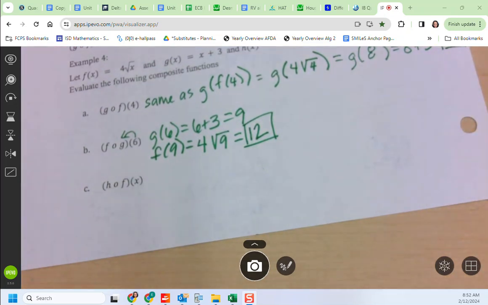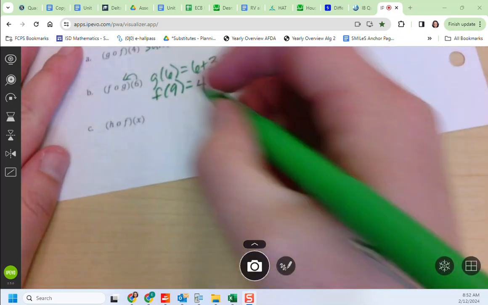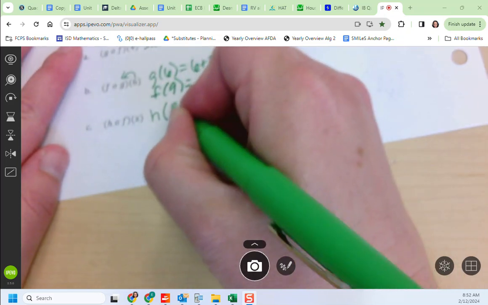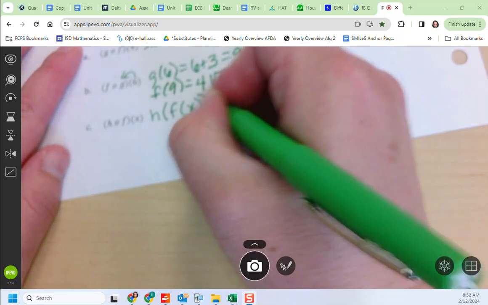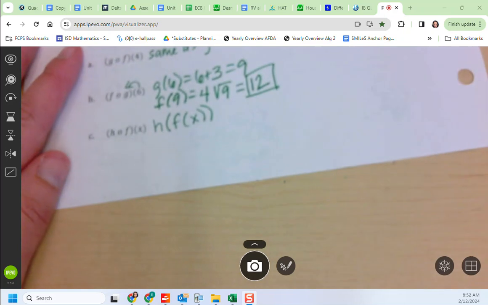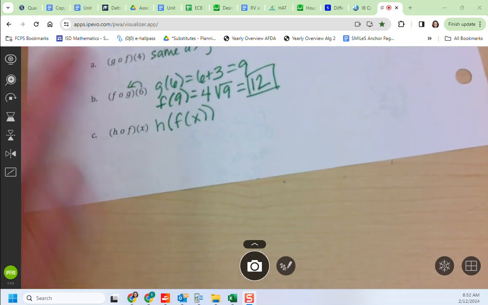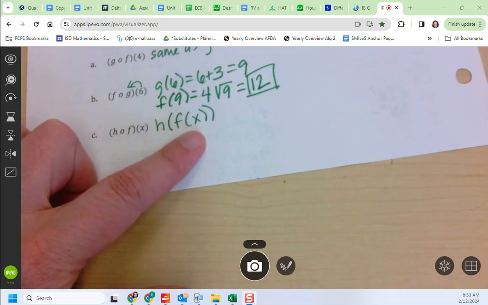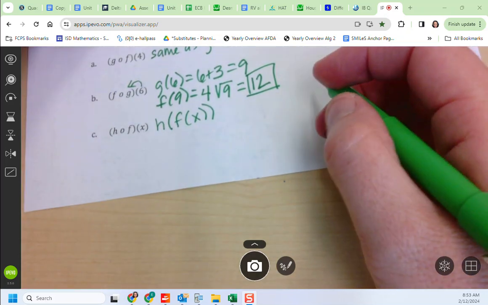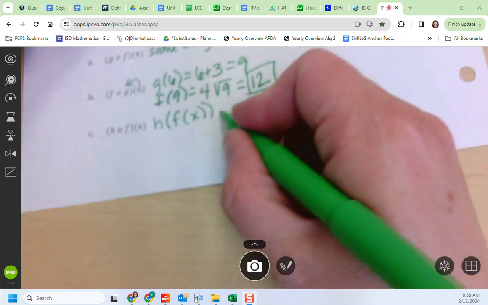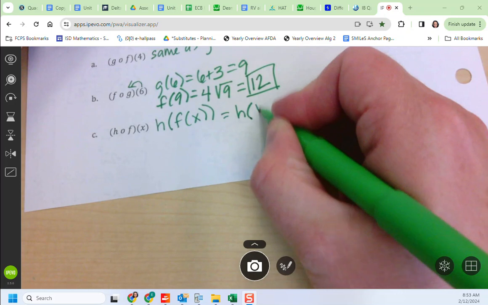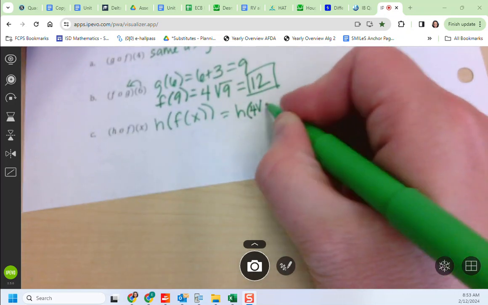All right. I'm going to write this next one with the other notation because I find it a little bit easier to look at. So I'm going to do h of f of x. Remember, it means exactly the same thing. It's just another way of writing it. But now I can have a place to put f of x. So I'm going to put f of x in here. So I have h of 4 root x.